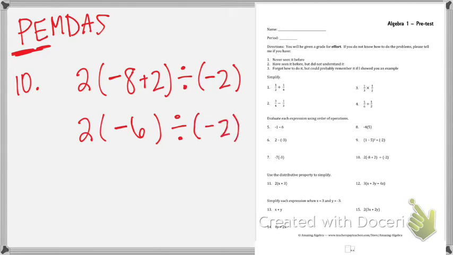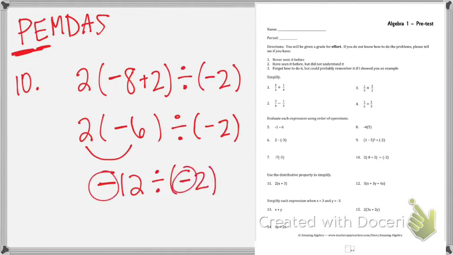Now, notice, we have both multiplying and dividing at the same time. But remember, I told you yesterday, you always work left to right in a case like that. So, starting with the left, 2 times negative 6 is negative 12. Bring down what we have not used. Now, notice that both of these numbers are negative. When you're dividing two negatives, your answer turns out to be positive. So negative 12 divided by negative 2 is positive 6.